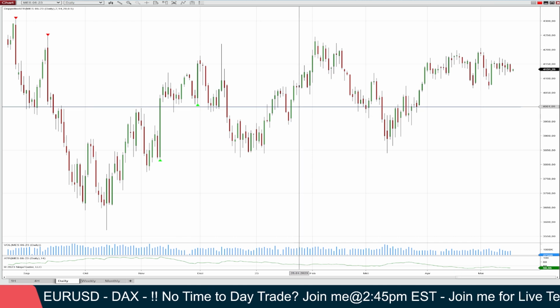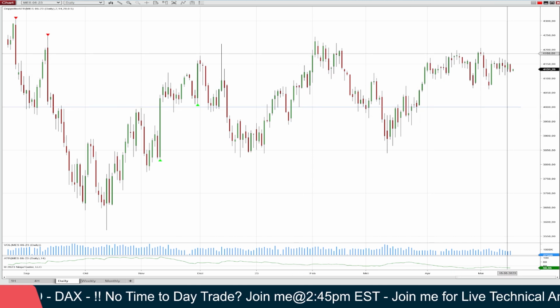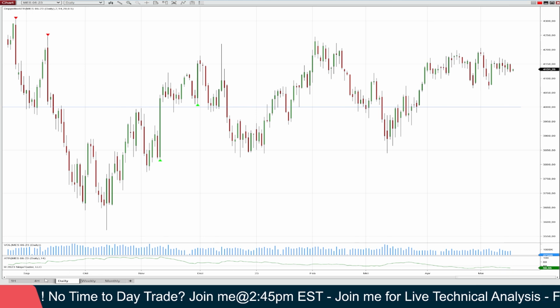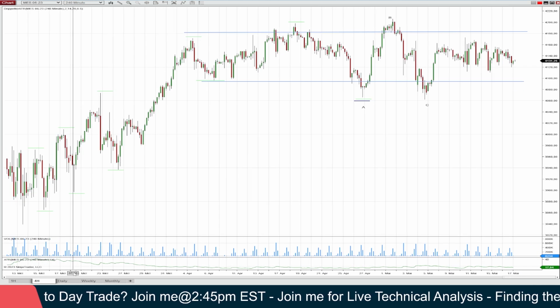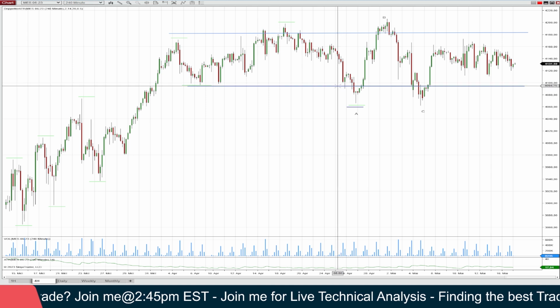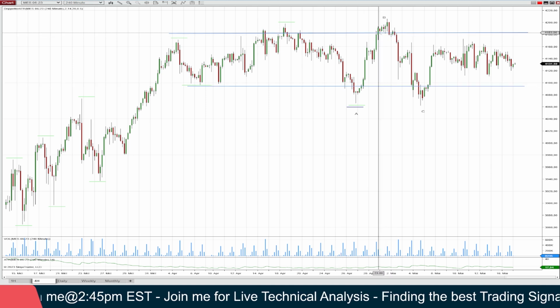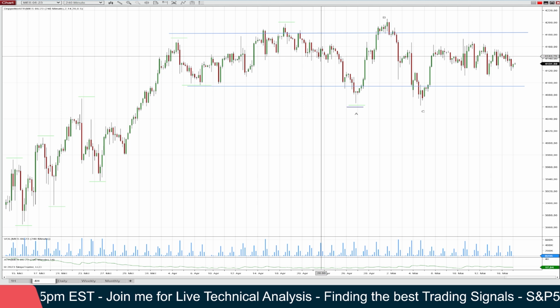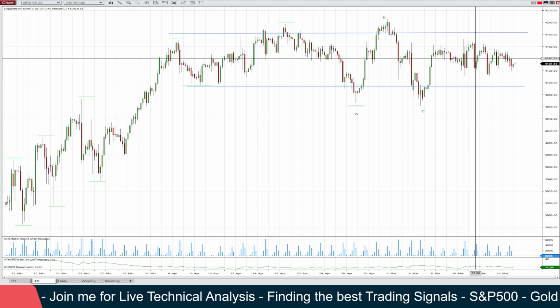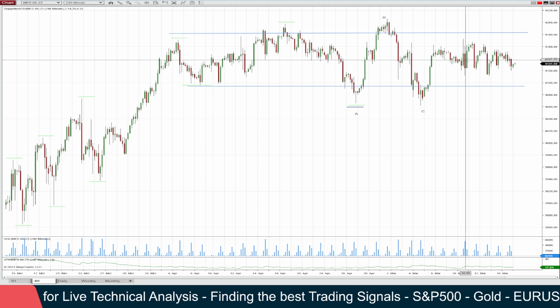We got the 4,000 level. We got nothing going on for quite some time already. The market is really exhausted here, and we have this range, and to make things worse, we are in the middle of the range. We have no trading signals.